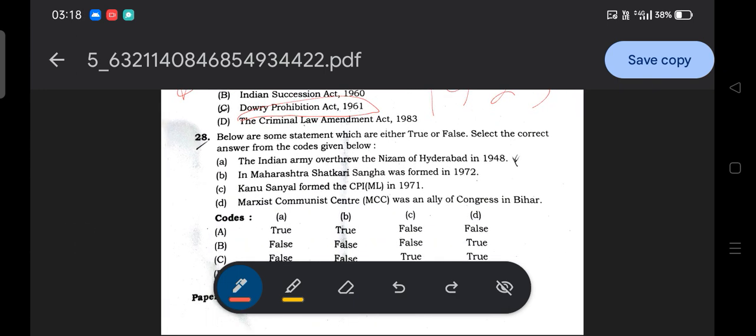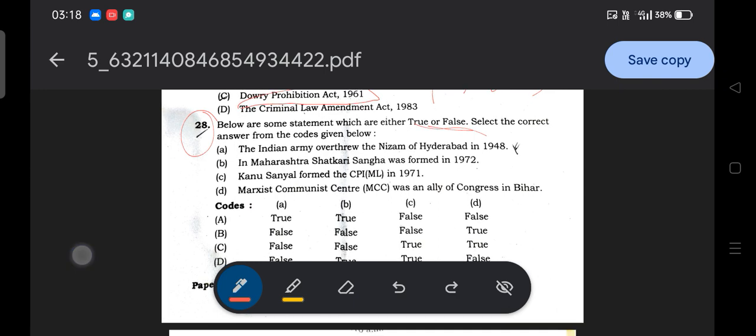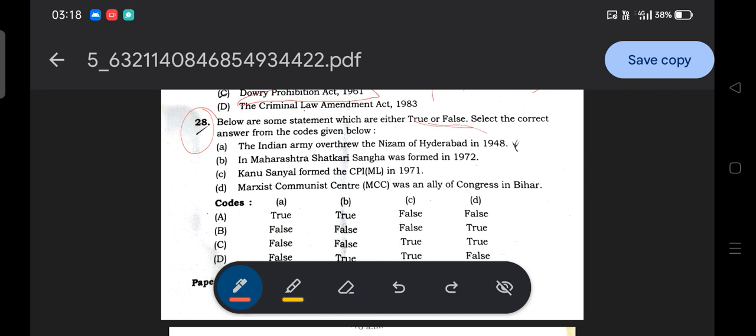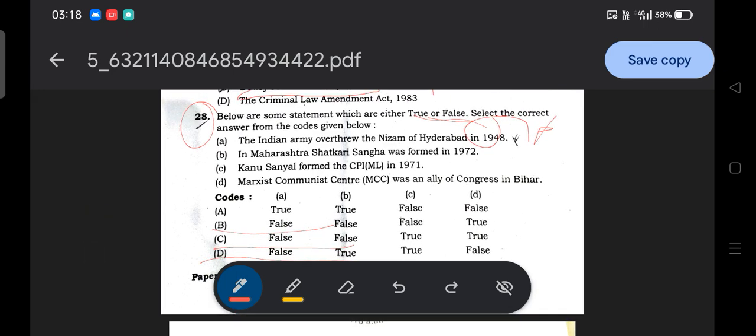Then moving to the next question, question number 28, true and false. You have to identify which statement is true and which is false. The question is: the Indian army overthrew the Nizam of Hyderabad in 1948. Yes, it's totally correct, 100% correct. Accordingly, we can eliminate the options. So eliminate, and option A mentions true here. Option A will be our answer.